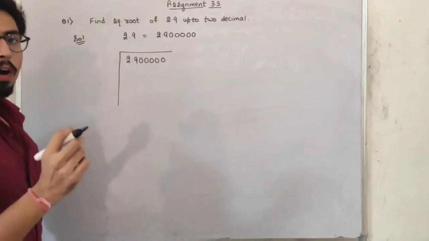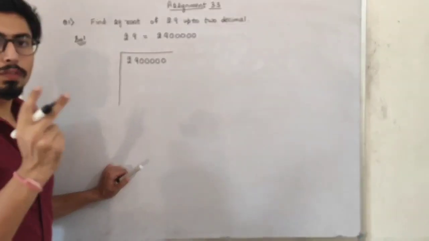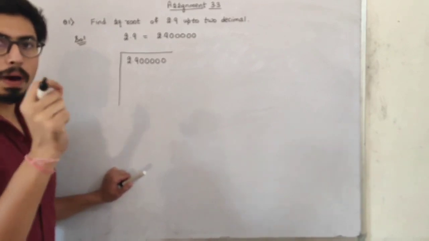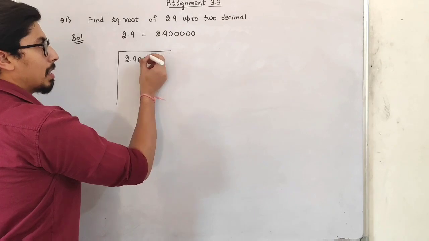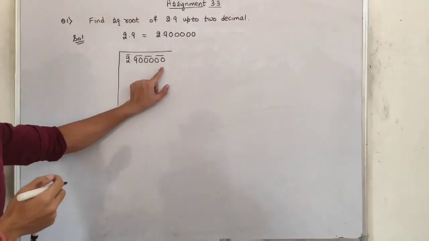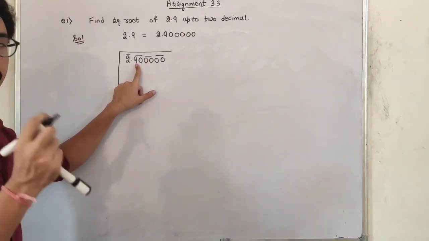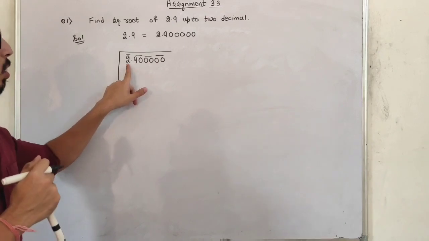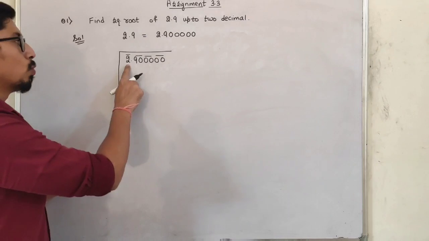Now what we will do is we will start making pairs of two numbers from the end and place a bar over them. So I'm starting by placing the bars. These two zeros are making one pair, these two zeros are making one pair, and this 90 is making one pair, and the remaining part is 2. So the only 2 is making one pair.